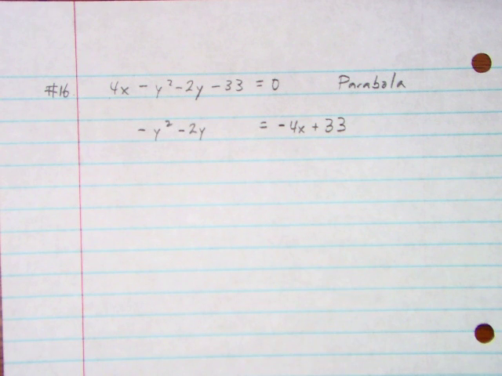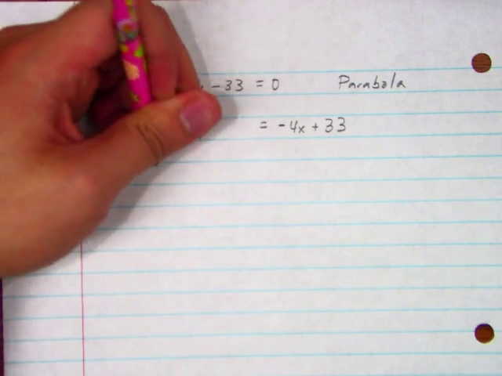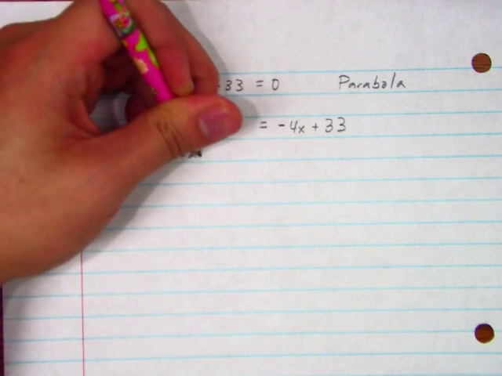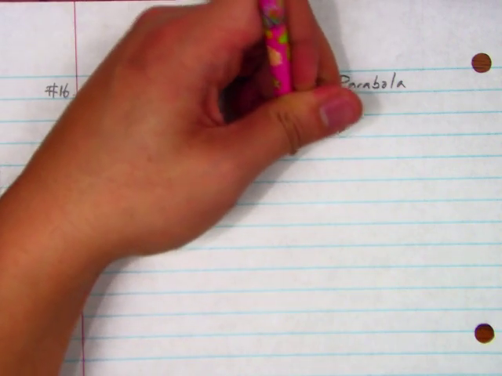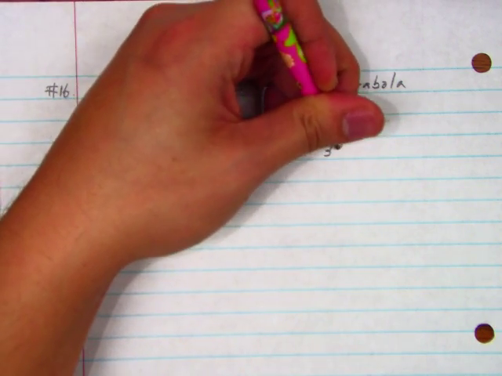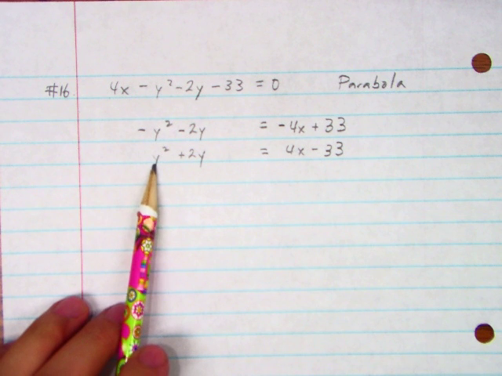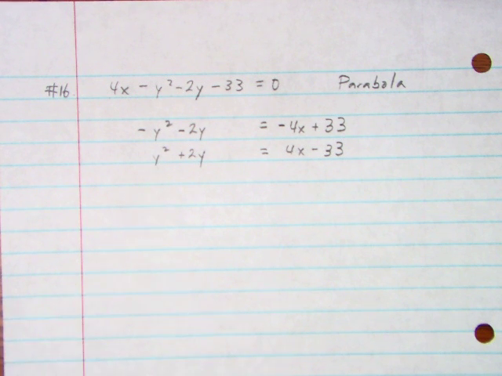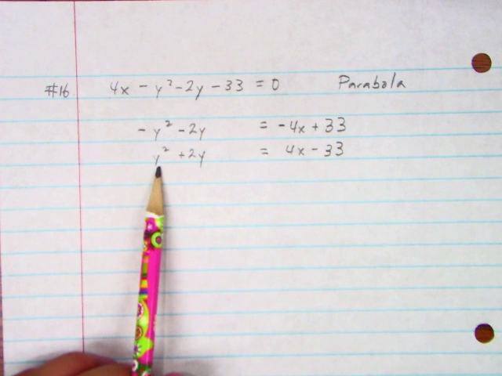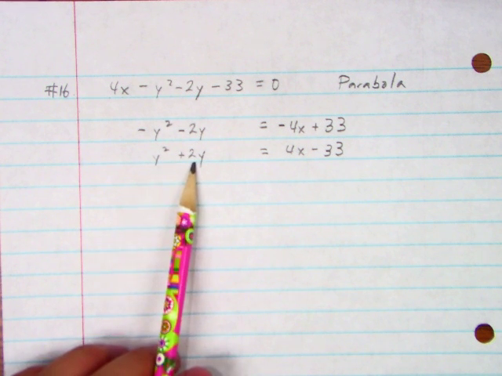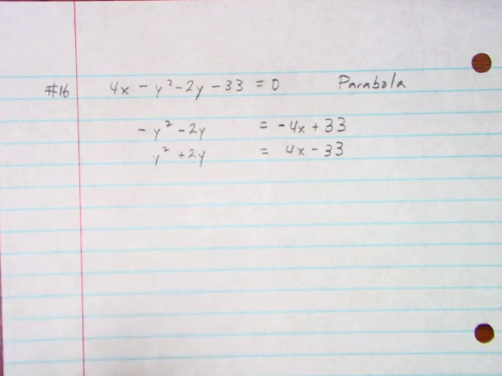Okay, the next thing we have to do is convert it by completing the square. Let's complete the square. And what we're going to do is, let's first divide everything by negative 1. We need this coefficient to be positive. y squared plus 2y equals 4x minus 33. I did that because I need this coefficient to be positive 1.